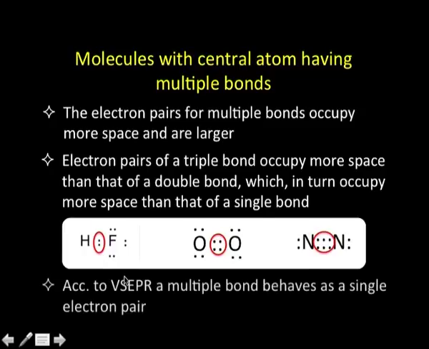But according to VSEPR, a multiple bond behaves as a single electron pair. That means the only thing is the electron pair is of larger size, which has its ramifications, but otherwise in terms of predicting the geometry, it behaves as a single electron pair. So, that is a very, very important thing we have to take note of.